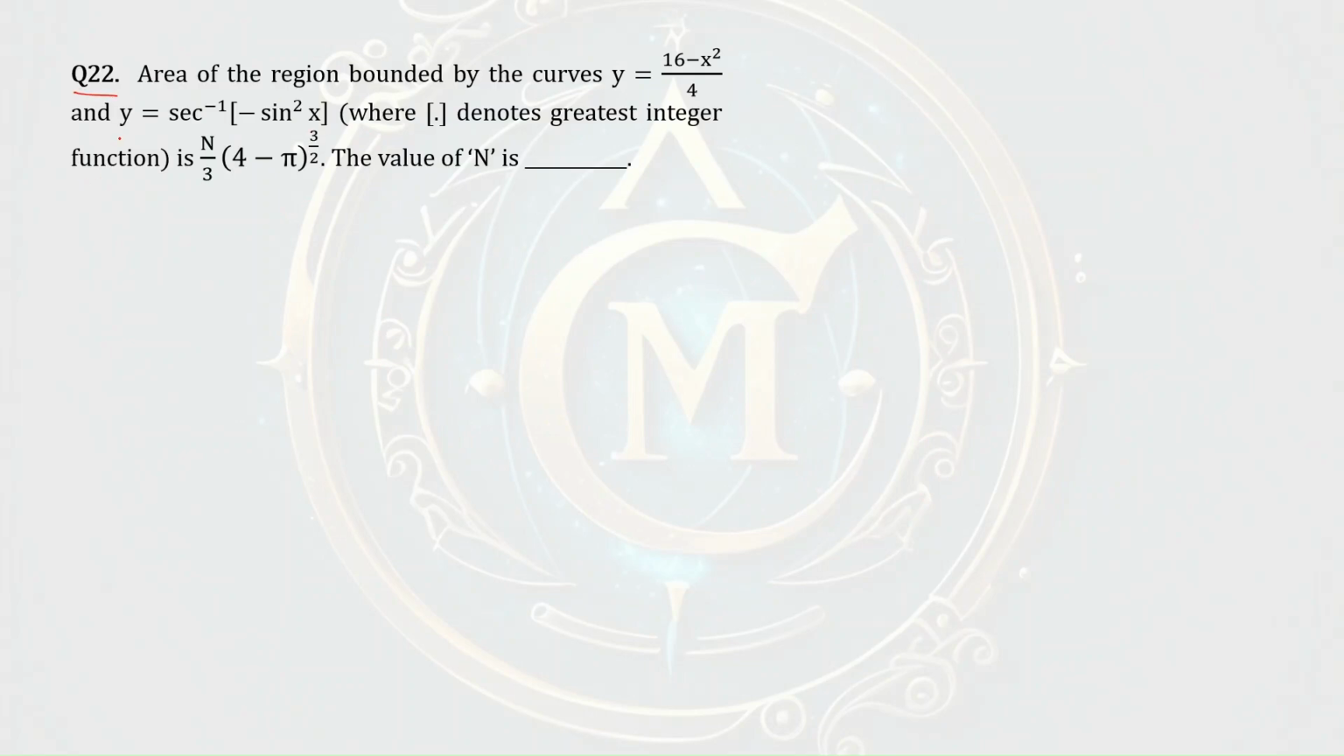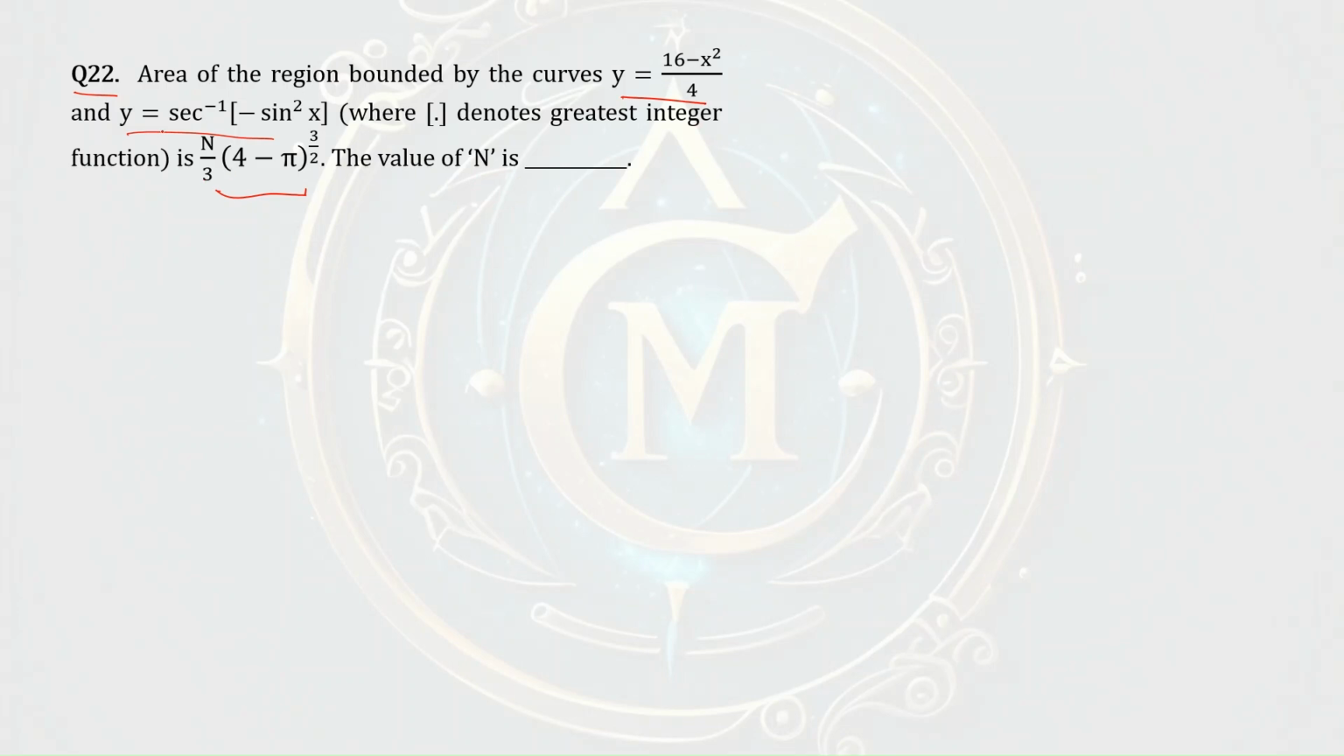Now this is question number 22. Here it says the area of the region bounded by the curves y equal to this and y equal to sec inverse of greatest integer of minus sine square x is this. Then the value of n is asked.